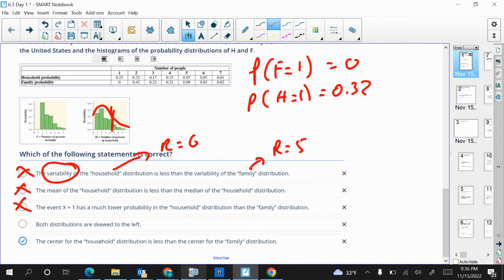All right, they're both skewed in the same direction, but skewness is in the direction of the tail, so they're both skewed right. Which means, here we go, the center for the household distribution is less than the center of the family distribution. And I'm sure if you plug these into your calculator and calculate the median or the mean of both of them, you would get that out. But we don't necessarily need to because of process of elimination. All right, so that's number 3.